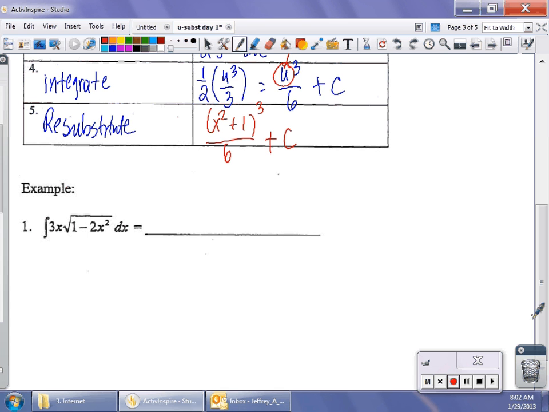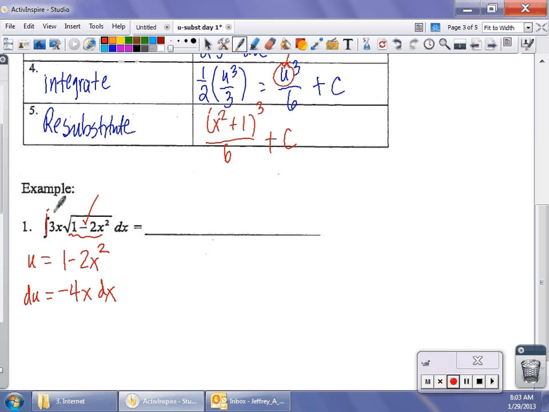Step 1, let u equal to the inside function. Take the derivative of both sides. So I get the derivative of 1 is 0 minus 4x dx. I'm going to make my substitution. Now notice I have a 1 minus 2x squared, so that's good. I have a replacement for that.